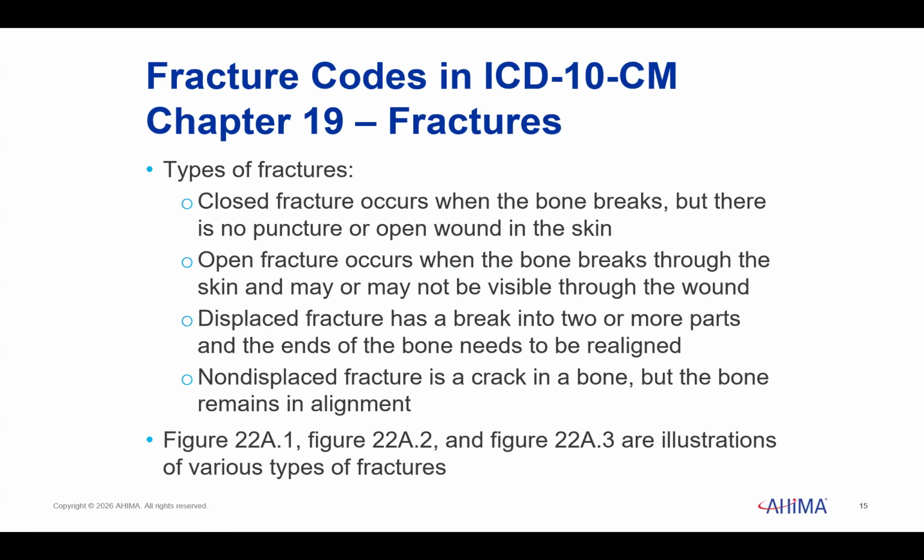Closed fractures don't break the skin. Open, also referred to as compound fractures, do. So not only do you have a fracture, you have a wound. A displaced fracture is a fracture that has two parts and they need to be realigned. A non-displaced fracture is a fracture, but the bone is remaining in alignment. If this isn't making sense, refer to figures 22A.1, 22A.2, and 22A.3.